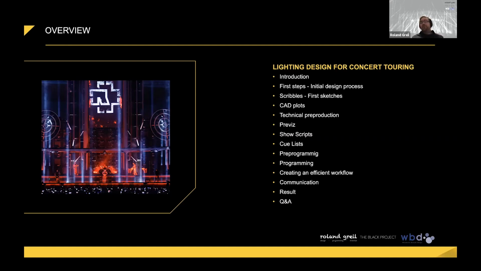So we look at the first steps, the initial design process, how you put them on paper or into the computer, how you then do more technically defined CAD plots and technical pre-production, how you pre-visualize, show scripts, cue lists, pre-programming, all the steps down the road, which ultimately lead us to the final result, the show, the design which we've designed and which we bring out to a big audience. Doesn't matter in our times if it's an online audience or a streamed audience, or in more normal times a live audience, and hopefully soon it will be again a live audience.